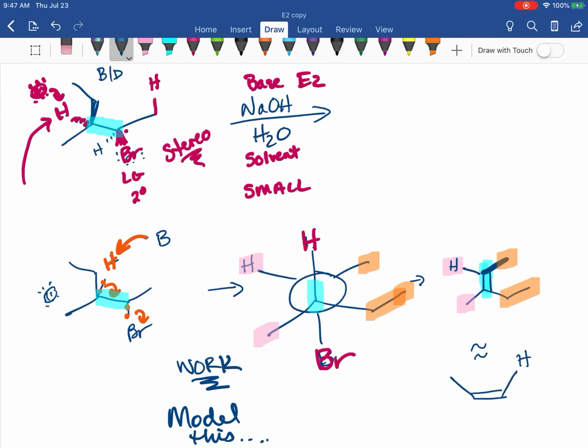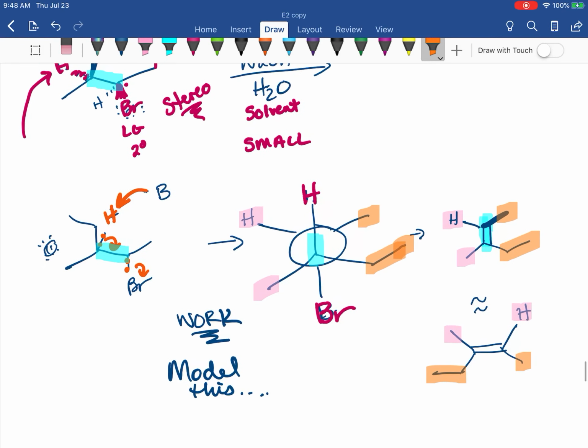Let's spin it just a little bit. And then we'll spin it here. How about like that? So all I did was just rotate it. And now we've got our pink on the top and our orange on the bottom.